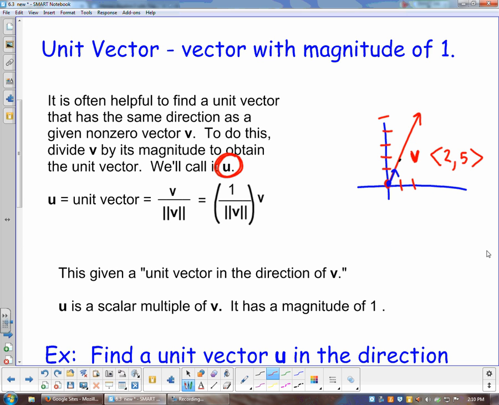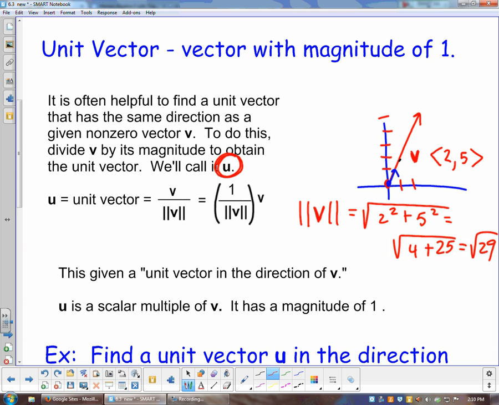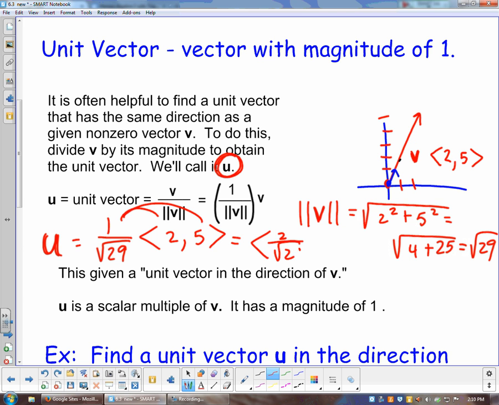We would first find the magnitude of vector v, which is going to be the square root of 2 squared plus 5 squared. So that gives me 4 plus 25. That's the square root of 29. And then the unit vector, vector u, would be 1 over that magnitude. So that's 1 over square root of 29 times my vector, which was 2, 5. And so if I distribute that scalar into both of these, I would get 2 over square root of 29, 5 over square root of 29.